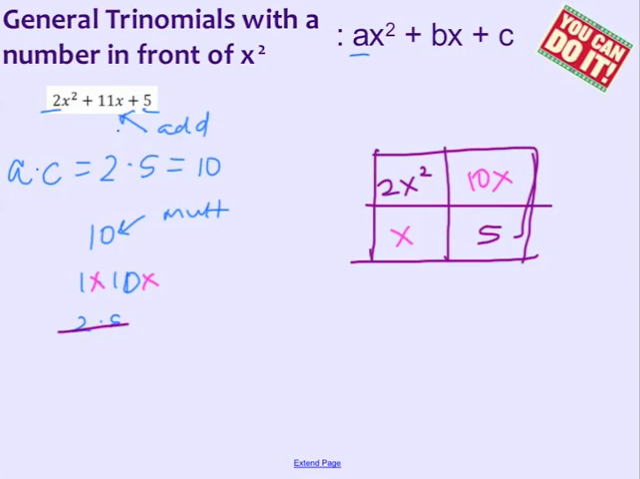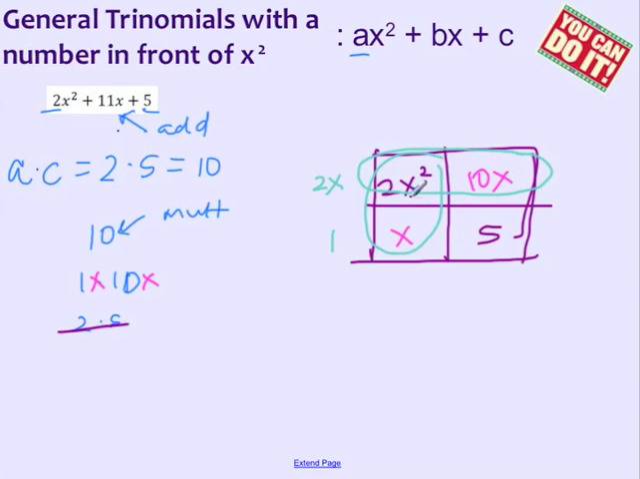Now I do factor out my GCF. Okay, I look here. What can I factor out of here, my GCF? Well, they're both divisible by 2 and x. Here, I have 1 and 5. The only thing they're both divisible by is 1. So I write 1. Looking up and down now.